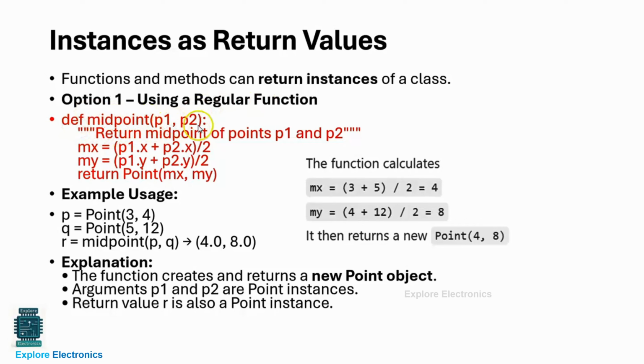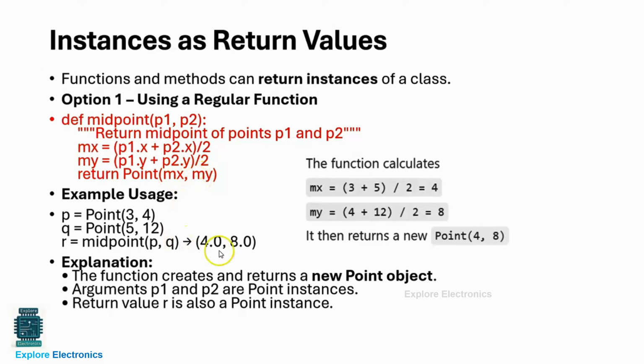Define midpoint(p1, p2). It returns the midpoint of point 1 and point 2. By adding p1 and p2 and dividing by 2, we will get the midpoint. mx = (p1.x + p2.x) / 2, which means it is calculating the midpoint of p1 and p2 for x, and for y, my = (p1.y + p2.y) / 2. For y, it is calculating the midpoint. Return Point(mx, my).